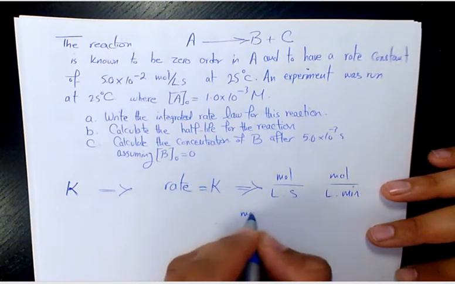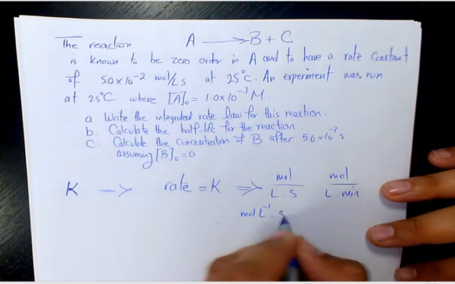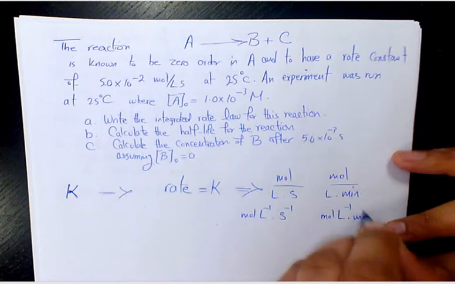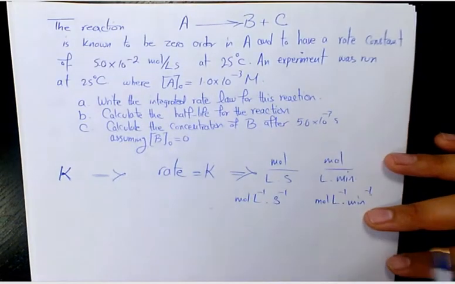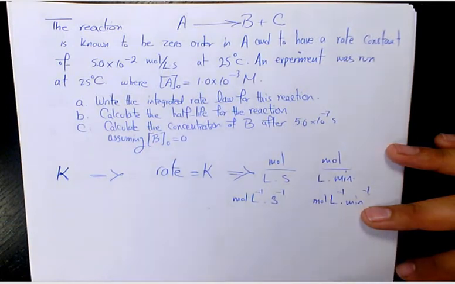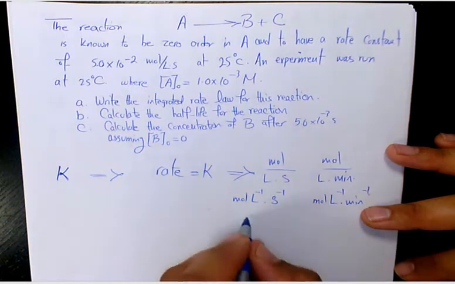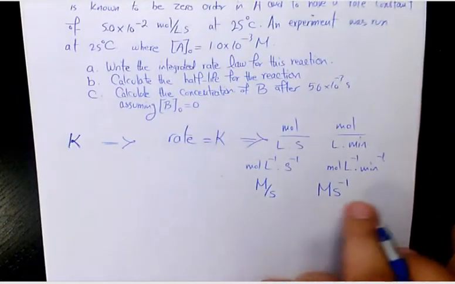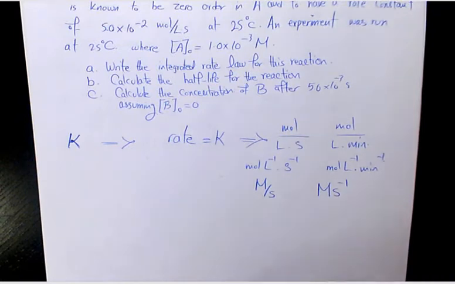Sometimes it's shown like that: mole liter to the power of -1 second to the power of -1, or mole per liter to the power of -1 minute -1. Also, sometimes you might see mole divided by liter shown by capital M, so it's going to be capital M divided by S, or M S to the power of -1. Sometimes you see these different forms.